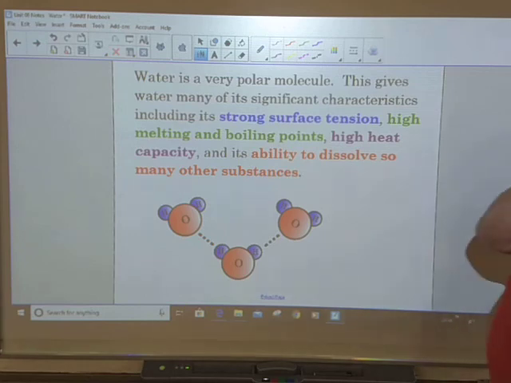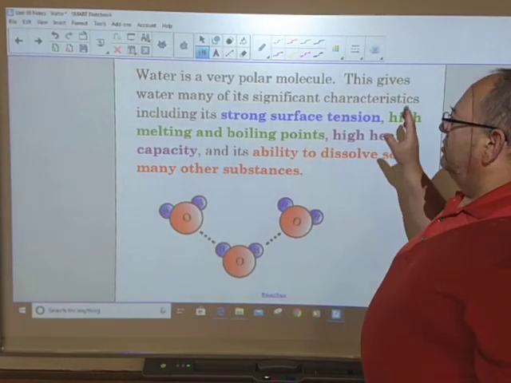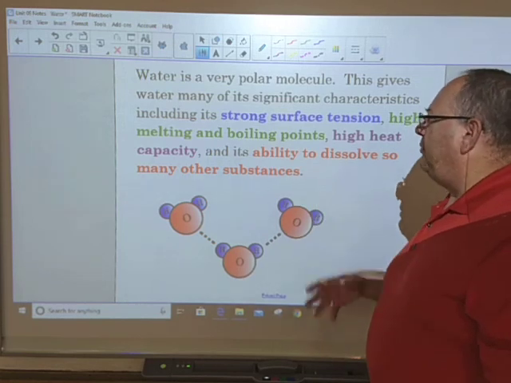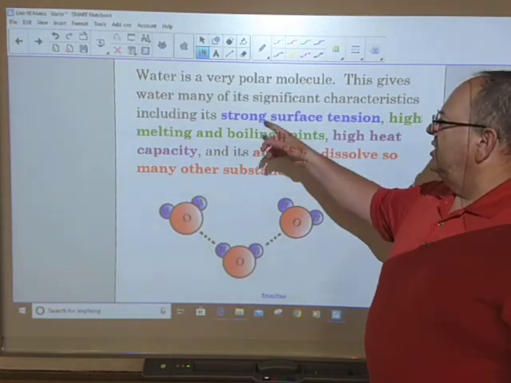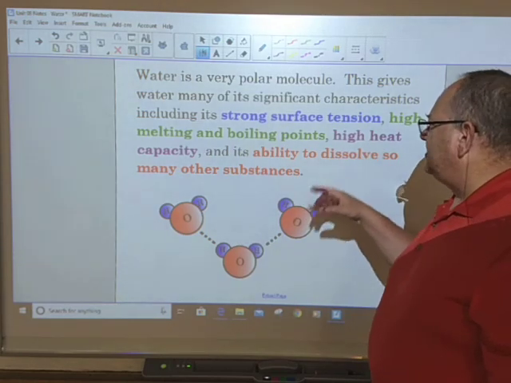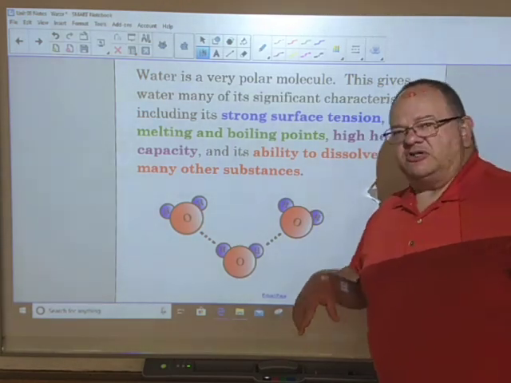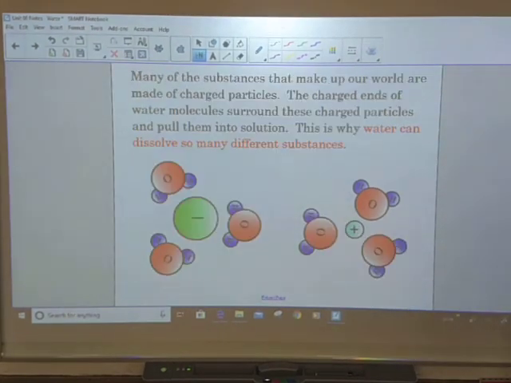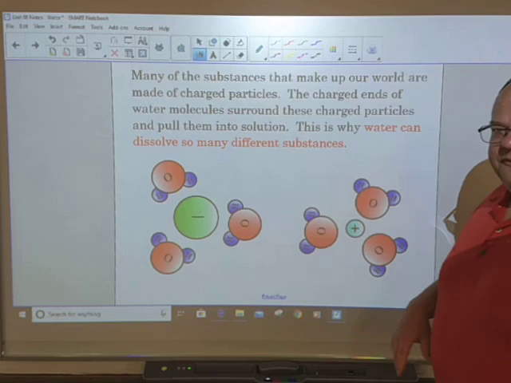All right, so here's what we're going to do. Because water is polar, it leads to the properties of water. Strong surface tension, high melting and boiling points, high heat capacity, and the ability to dissolve many other substances are some of the properties we will talk about here. All right, let's talk about dissolving first.